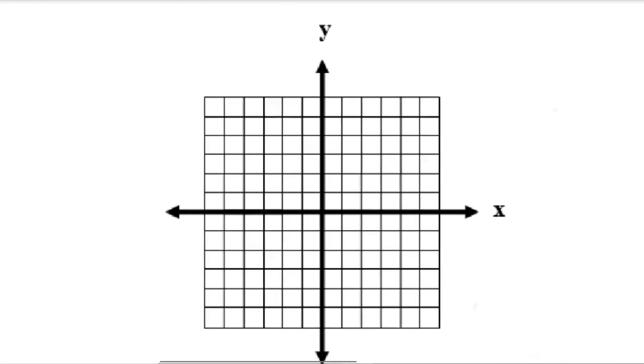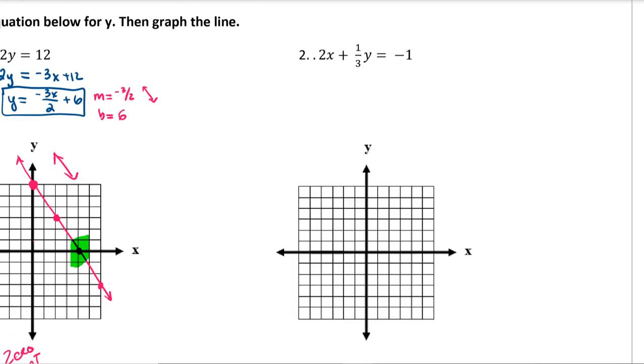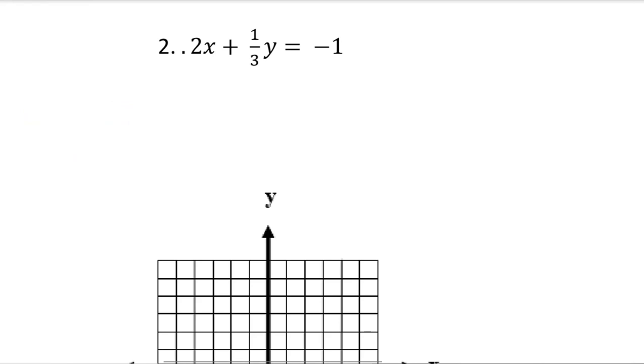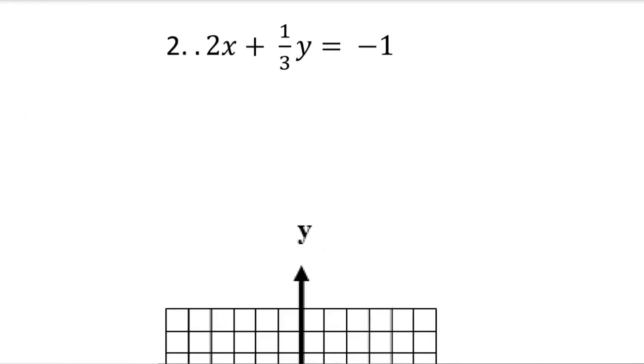Now we look at another one, so let's check this out. This one has a little bit more work to do, so let's zoom in so we can see all that. We've got this fraction 1/3 in front of the y, so we're going to end up clearing this fraction in a little bit. But first, we'll move the 2x over. So we'll get 1/3 y equals negative 2x and then minus 1.